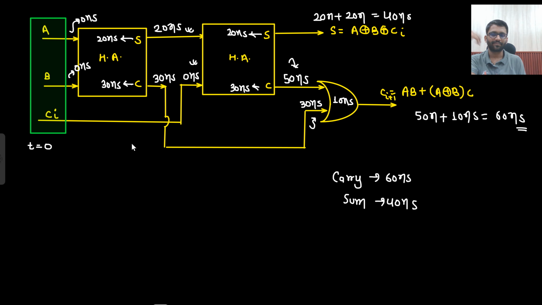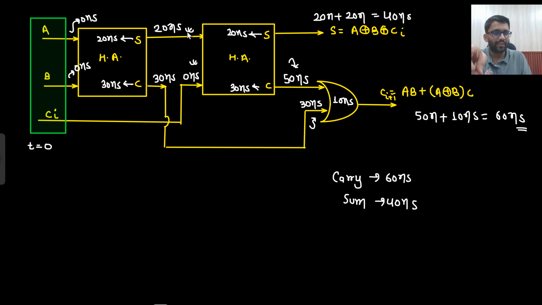Let's see it again. All were stable at 0. This has the capability of giving the output. So this will give the output after 20 nanosecond, and this will give the output at 30 nanosecond. So this becomes stable at 30 nanosecond. Let's wait here. Now for this half adder, the output is depending on both of the inputs. So this input becomes stable at 0 nanosecond only, but this one has to wait for this one, because this will become stable after 20 nanosecond. So after 20 nanosecond this one became stable.